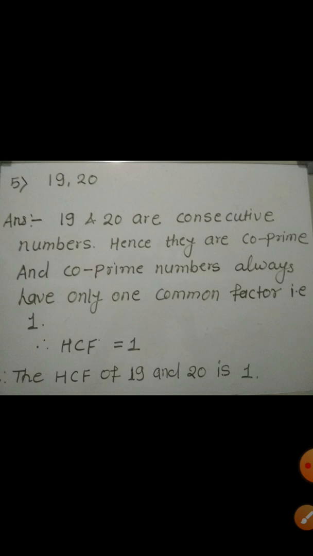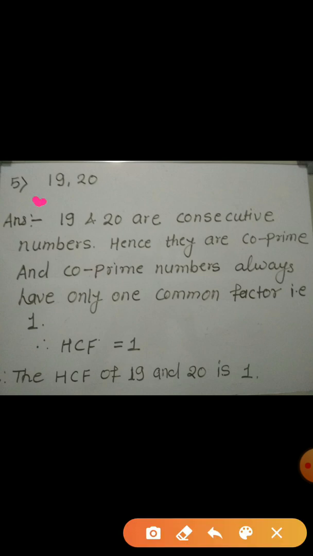Now come to the fifth example. Examples number 3 and 4 are exactly similar to the first and second. Now the fifth one is quite different. See here. Here you have to find the HCF of 19 and 20. Now to find the HCF of 19 and 20, there is no need to find their prime factors. Why?